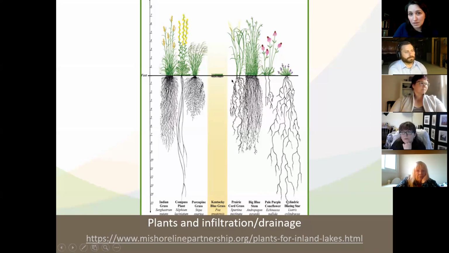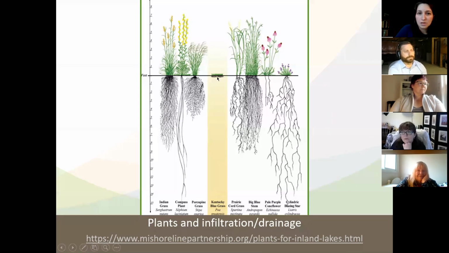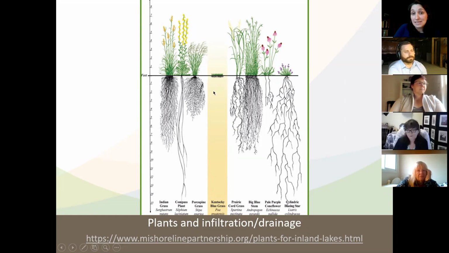By comparison, what you see in the middle that's highlighted a little bit in yellow is a conventional sod turf grass, Kentucky bluegrass, and its roots are teeny tiny, right? Like less than a foot. And so it's just not as effective at providing that kind of function, playing that kind of role as other types of plants. And so that's another reason that we really encourage rain gardens over even lawn.